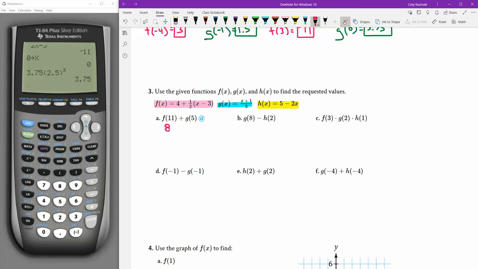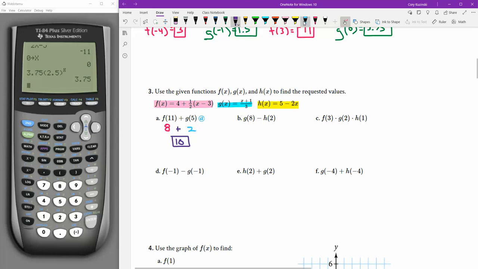So we're using some mental math there. And then g of 5. 5 plus 1 is 6. And 6 divided by 3 is 2. All right, and we're just going to add those up. And we get that the total value is 10. So the value of f at 11 plus the value of g at 5.